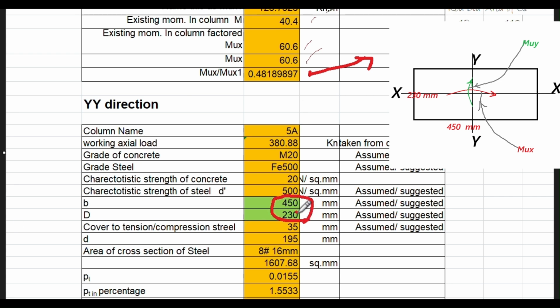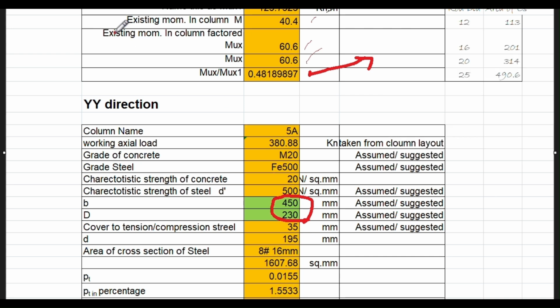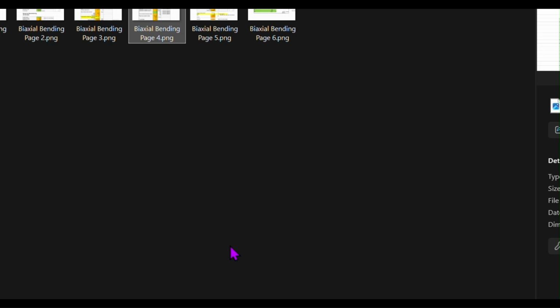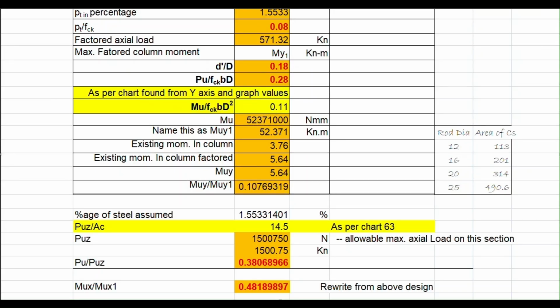See here. That is the only change we are going to make; the reinforcement and the rest remain the same. Percentage reinforcement is 1.55, as we have already assumed. The reinforcement is this much. P by fck value is 0.08, which we have already arrived at. The factored axial load is this much. Mu, that is Muy1. We are assuming this as Muy1.